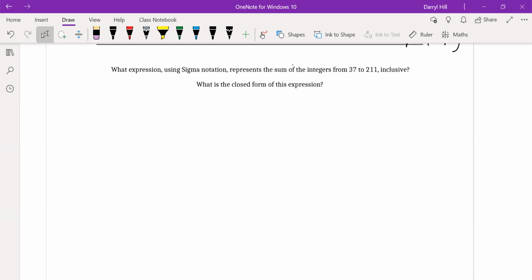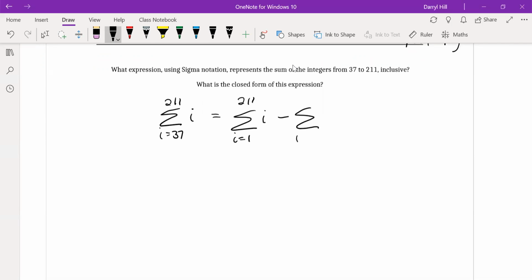What expression using sigma notation represents the sum of integers from 37 to 211 inclusive? What is the closed form of this expression? Well, we would have the sum from i equals 37 to 211 of i, right? So that's the sigma notation. To get the closed form, there's a couple ways I can get it, but the easiest way is to use the difference of sums: the sum from i equals 1 to 211 of i minus the sum from i equals 1 to 36 of i. Then I know how to do these. So it's 211 times 212 over 2 minus 36 times 37 over 2, right?